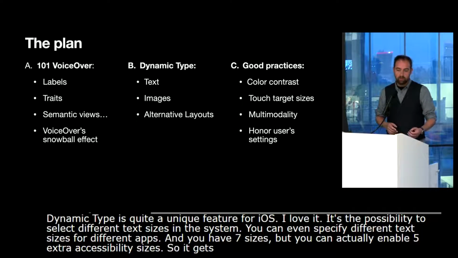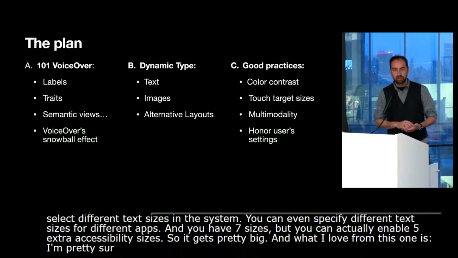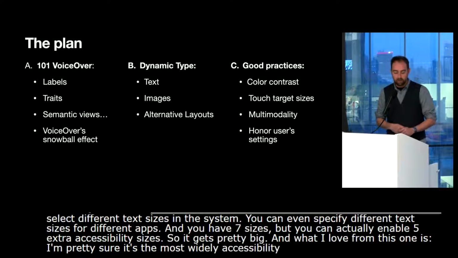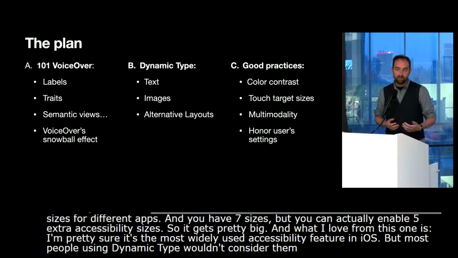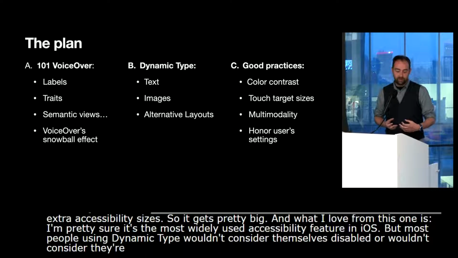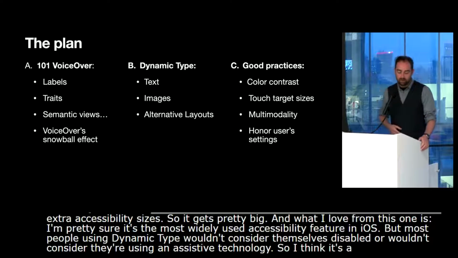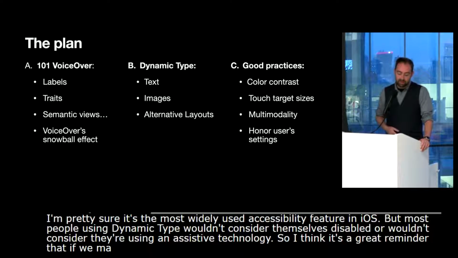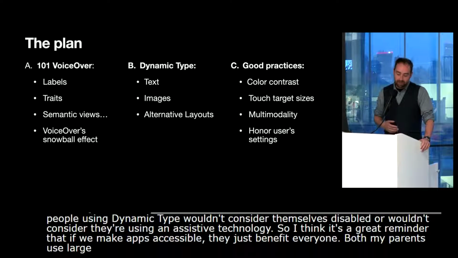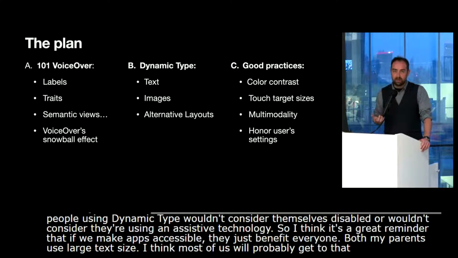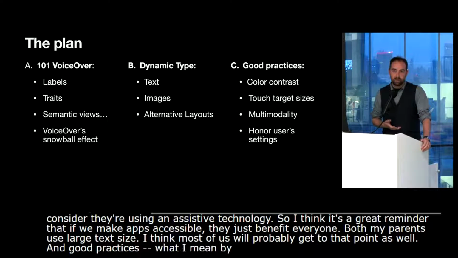And what I love about this one is I'm pretty sure it's the most widely used accessibility feature in iOS. But most people using dynamic type won't consider themselves disabled or won't consider that they're using an assistive technology. So I think it's a great reminder that if we make apps accessible, they just benefit everyone. Both my parents use large text sizes, for example, and I think most of us will probably get to that point as well.